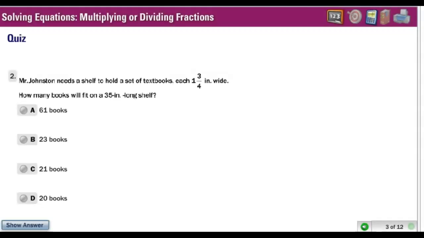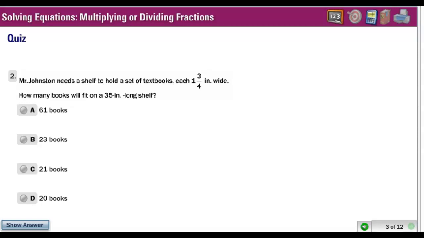Solving equations, multiplying or dividing fractions. This quiz question is actually a word problem, and I'll convert this word problem into an equation, and then I'll solve the equation. Mr. Johnston needs a shelf to hold a set of textbooks, each 1 3/4 inches wide.